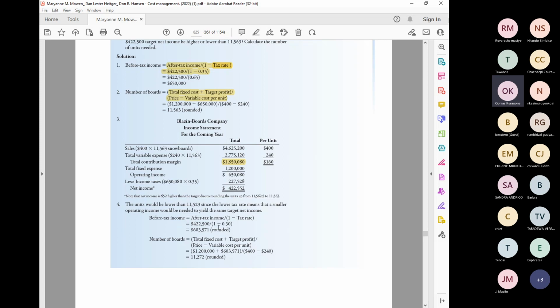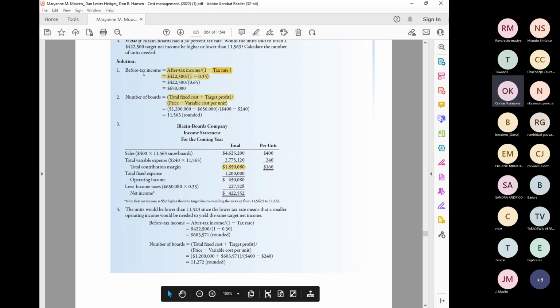Before tax income, the same thing. Number of boards, the same. You use the same approach as in 1 and 2. Only that here we've now changed the profit, which is now 422,500, divided by 1 minus 0.3, and the tax is changed again. It's now 30% other than 35%. Then you get this figure.